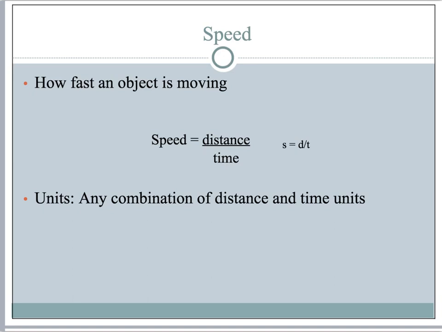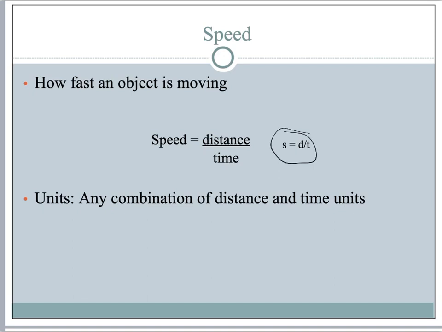Distance over time. You'll notice that the term distance is used instead of displacement. Remember, they are not the same thing. Distance is the amount of ground you cover, whereas displacement has to do with the difference between your final position and your initial position. So be careful with the use of the word distance when you're talking about velocity. You use displacement, not distance. So s equals d over t, a simple formula: speed equals distance over time.